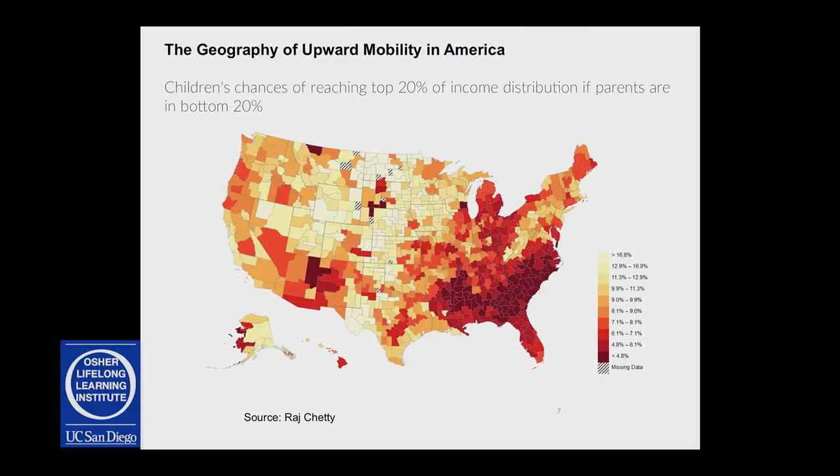It also really varies geographically. This again is from Raj Chetty. This is the geography of upward mobility in America. All right. So this is, what is the probability if you're a child born into the bottom 20% of the income distribution? Remember those people not earning very much at all. What is the probability that you could actually reach the top 20% of the income distribution? So the lighter colors are the good places, meaning they have more upward mobility. The darker red to burgundy have the least upward mobility. So you can see the South has very little upward mobility relative to the rest of the country.